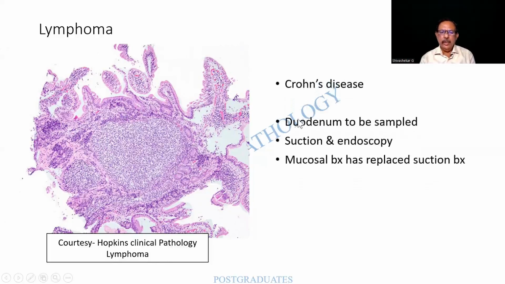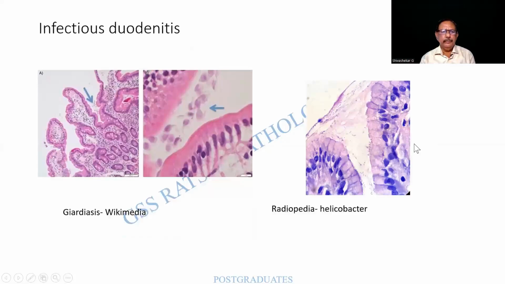Crohn's disease is another one where the duodenum is also being affected. You can mention the classical histological feature. This is a mode of obtaining the sample. Infectious duodenitis, there are quite a number of conditions. This is Giardia, thanks to Wikimedia. I find that there is an organism that is seen in the lumen or on the surface. And this again, the Helicobacter, again, this is also seen on the surface, but much smaller. It can be rod-shaped or S-shaped.